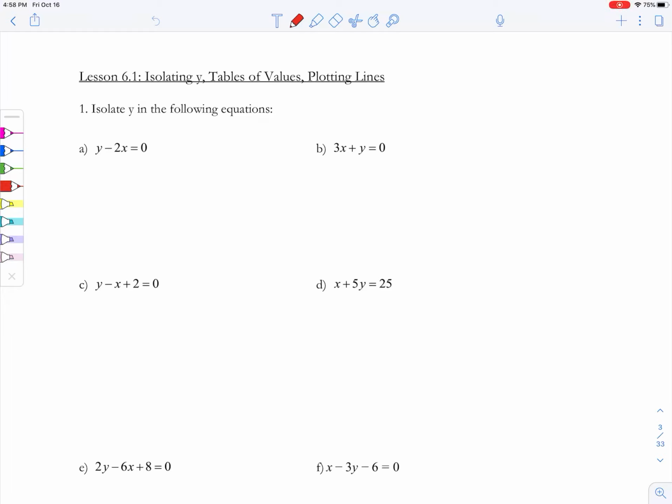Welcome to lesson 6.1 on isolating y, tables of values, and plotting lines. We're also going to go into some of the beginnings of definitions for linear equations. Question 1 asks us to isolate y in the following equations. And just a reminder that isolate y means to get y by itself.